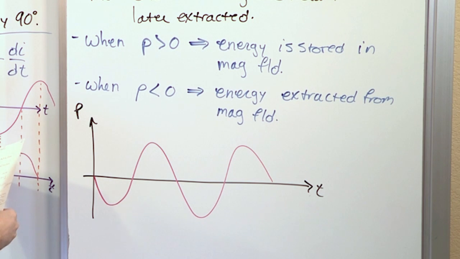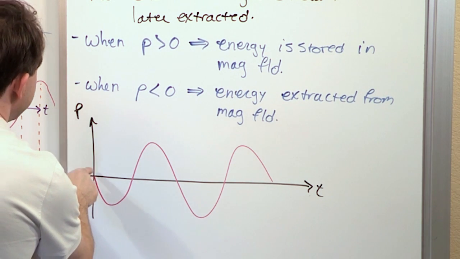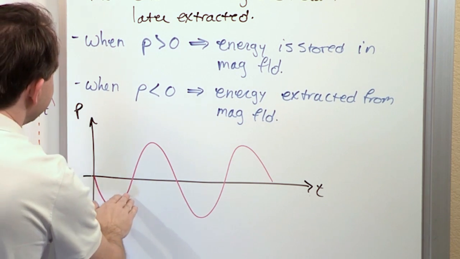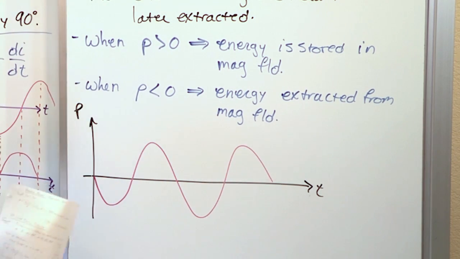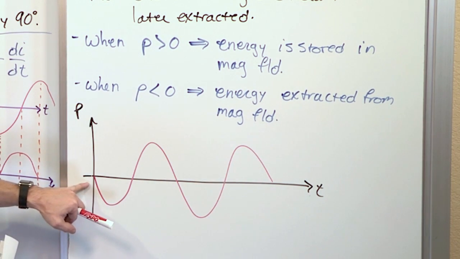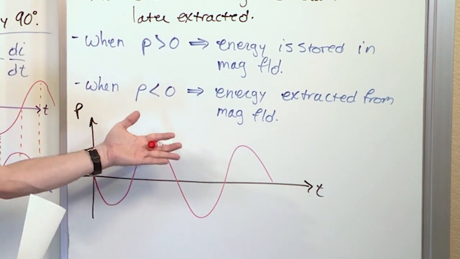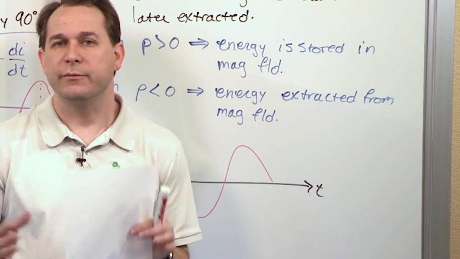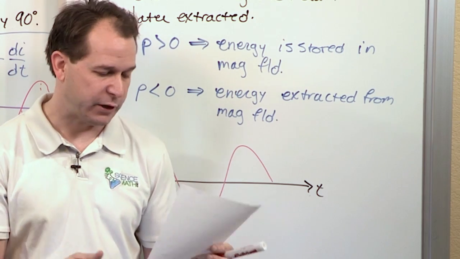And so it starts here because it's negative, and you can see that initially it's negative, so the inductor's delivering energy, and then here it's absorbing, and here it's delivering, and here it's absorbing, and here it's delivering, and so on and so forth. I want to draw a picture of this for you because later on we talk about capacitors. This will be flipped upside down and it'll look the same, except it'll be upside down. So I'm going to be drawing a lot of parallels between inductors and capacitors as we go forward here.